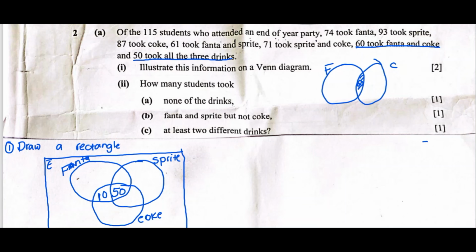Then the other step here is 71 took Sprite and Coke. So Sprite and Coke, the total is 71. Now from that 71, we already have 50. So the key point is the intersection of all the three sets is part of the intersection of two. Remember that. So you need to subtract for you to indicate where we're going to have the two drinks only. So Sprite and Coke is 71, so 71 minus 50, we get 21. We put it here. So this means that 21 took Sprite and Coke only.